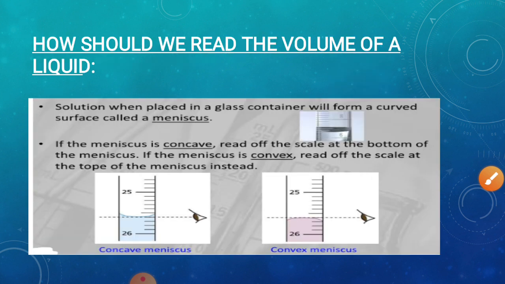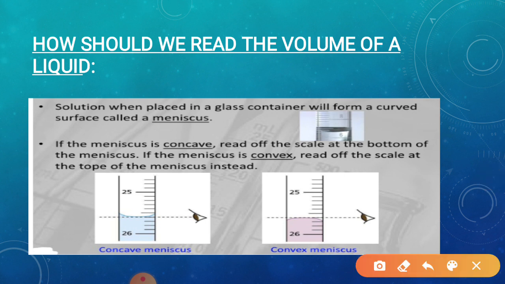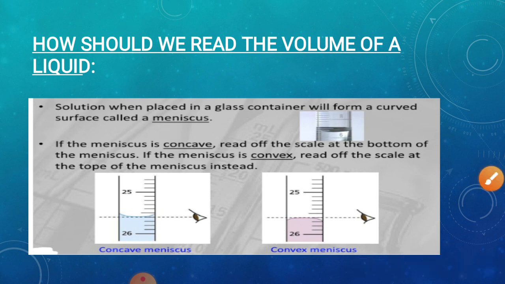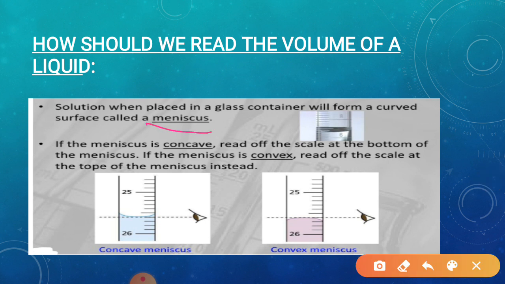Okay, how should we read the volume of a liquid? There are two possibilities: a liquid can make a concave meniscus or a liquid can make a convex meniscus. So two possibilities. Now what to do? First of all, what is a meniscus? A solution when placed in a glass container will form a curve. It could be concave or convex.